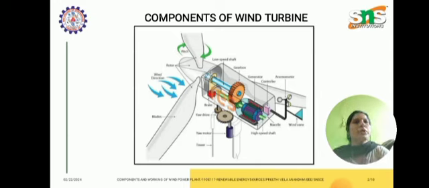Then we are going to talk about the types of generators. Here we are going to focus on two different types. The first one is called the wound rotor induction generator, and the next one is called the doubly fed induction generator. But the most commonly used is the DFIG, doubly fed induction generator, which is efficient over a wide range of wind speeds. And then you can see the nacelle part.